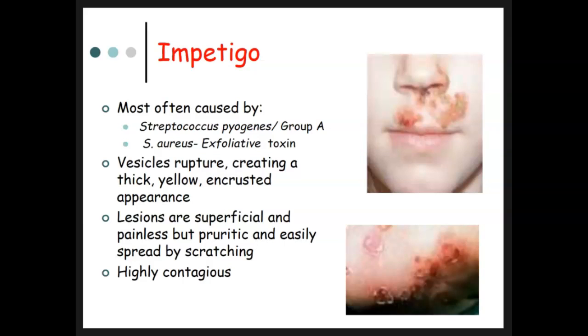Impetigo is a skin infection caused most often by Strep pyogenes or group A strep. It can be caused by Staph aureus because it produces that exfoliative toxin, but most of the time it's going to be caused by group A strep, and it is extremely, extremely contagious.